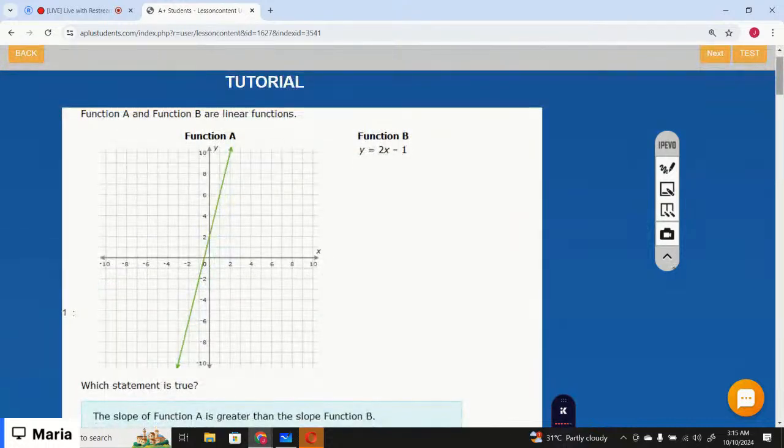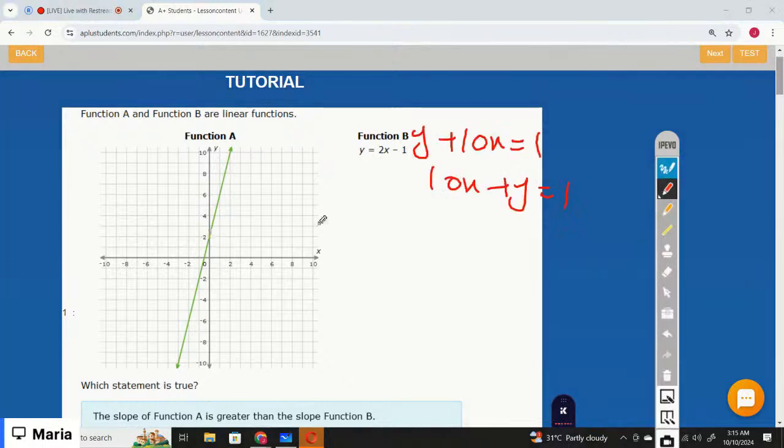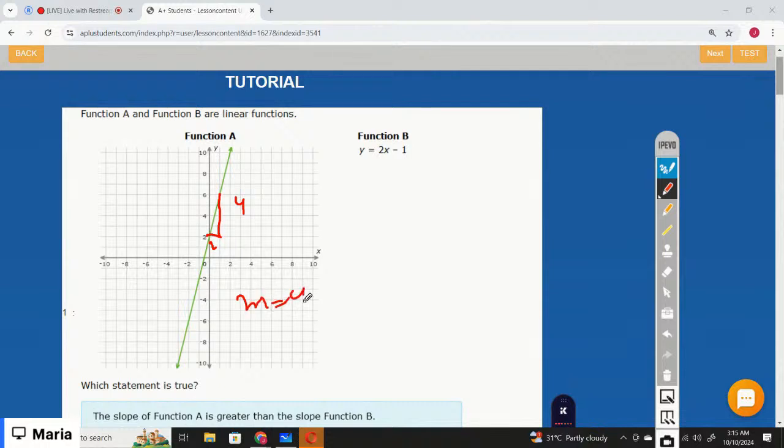functions. Let's just calculate the slope, right? So for the graph, you have to select any 2 points, make a triangle. That is 1, 2, 3, 4. So change in y is 4, change in x is 1. The slope of this one is 4 over 1. And for this one, compare to y equals mx plus b. So the slope of this function is 2. So that means the slope of function A is greater than the slope of function B.